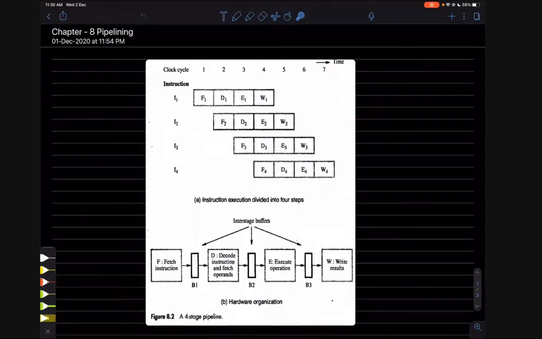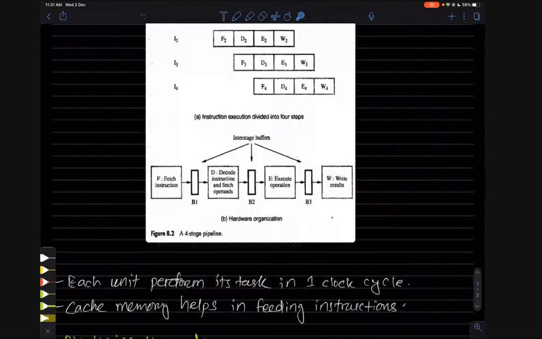And how is this pipelining implemented? There is a buffer in between each stage. So between the fetch and decode stage there will be a buffer. Buffer means temporary storage, because some data is present here and it has to transfer to the next unit, and a new instruction is coming in the next clock cycle. So a temporary storage is used to temporarily store the data of any unit, and whenever the next unit is free it will send it there. These are called interstage buffers.